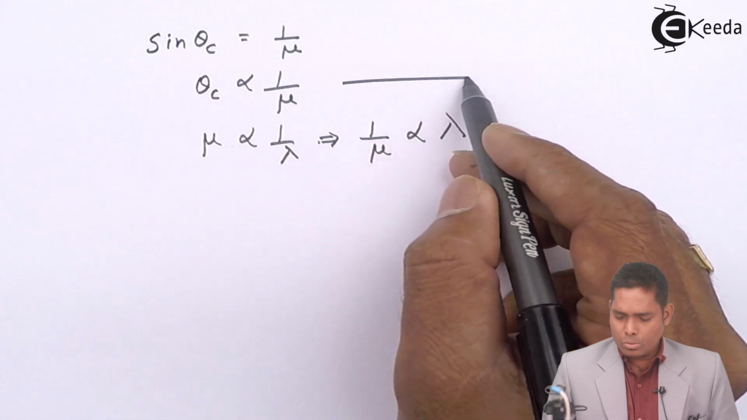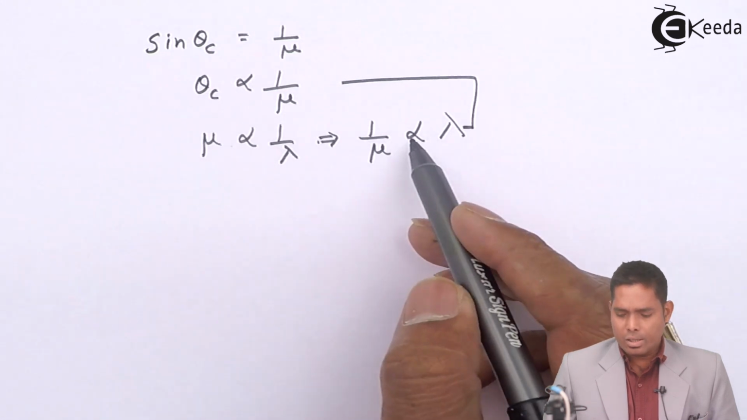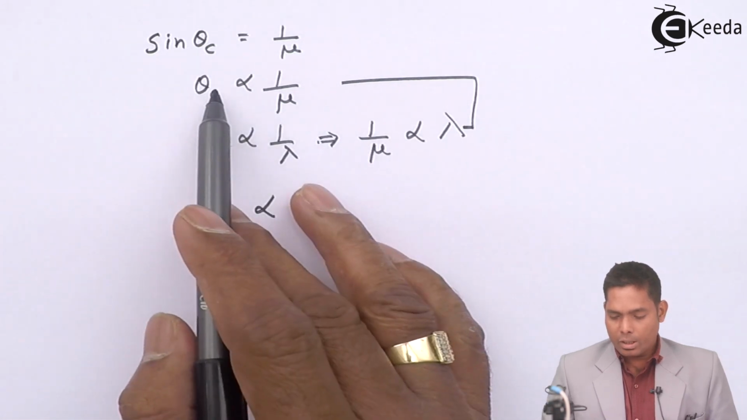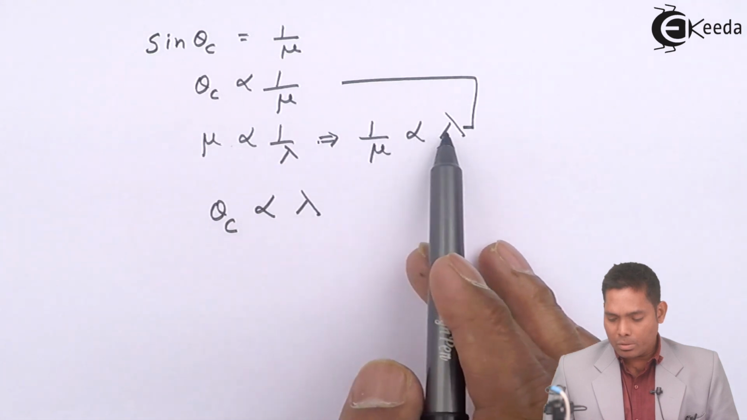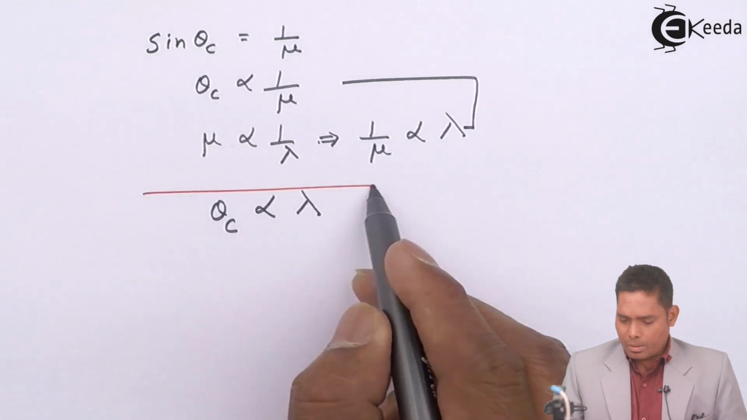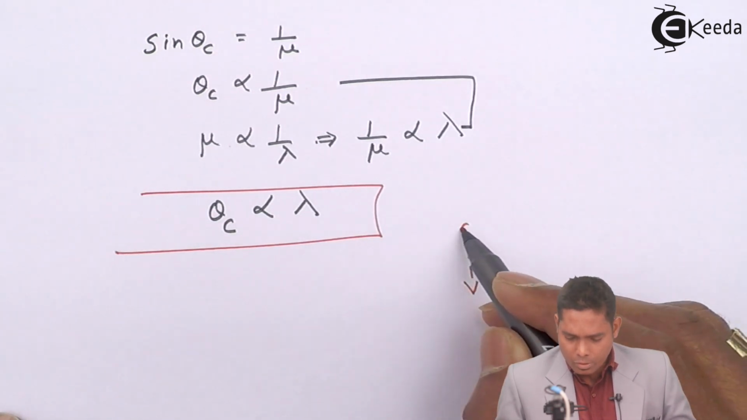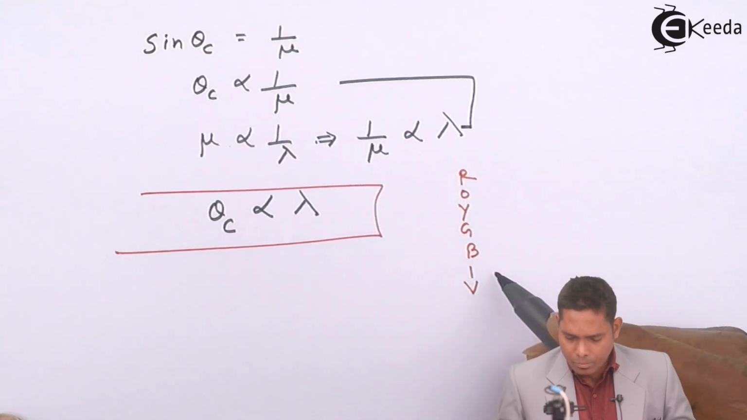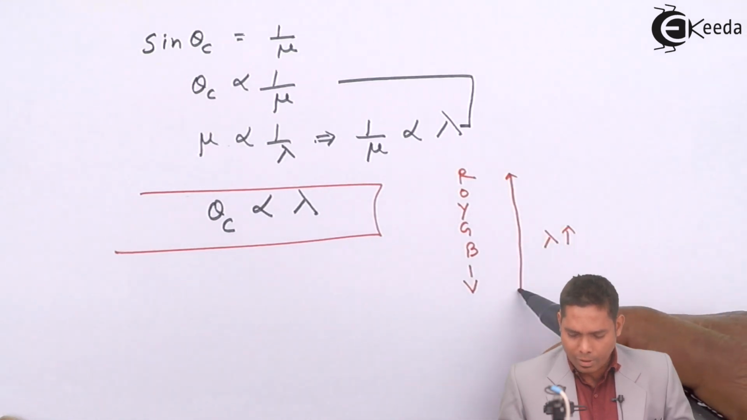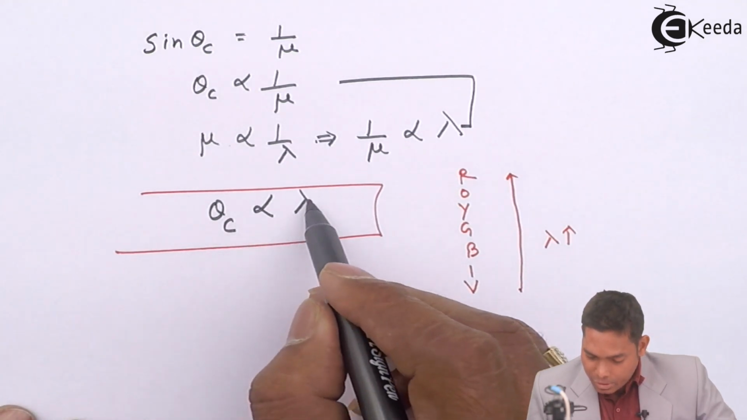So from these two relations, I will write theta c is directly proportional to lambda. You can see here theta c is proportional to 1 by mu and 1 by mu is proportional to lambda, so theta c will be proportional to lambda. So once you get theta c proportional to lambda, that means as we move from violet to red, this is the spectrum. We know that the wavelength increases this side, from violet to red. So what we are getting is that if wavelength is more, the critical angle will be more.